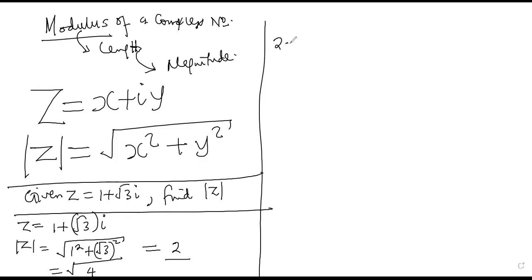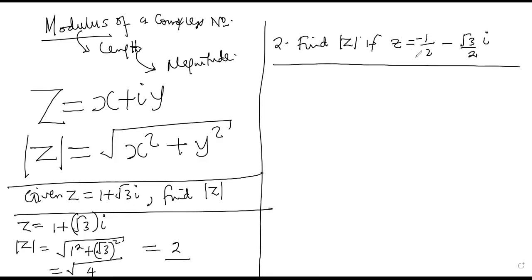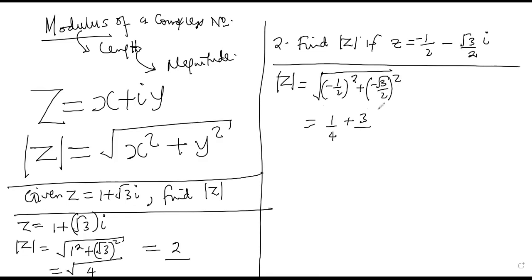Another example would be: find |Z| if Z is equal to negative a half minus root 3 over 2 i. If they want the magnitude of Z, simply |Z| is equal to the square root of negative a half squared, plus negative root 3 over 2 squared. So this is a quarter plus, when you square root 3, you get 3, and when you square 2, you get 4. So we are taking the square root of 1, because this is 4 over 4, which is 1. The square root of 1 is 1. So this is how we can move on.